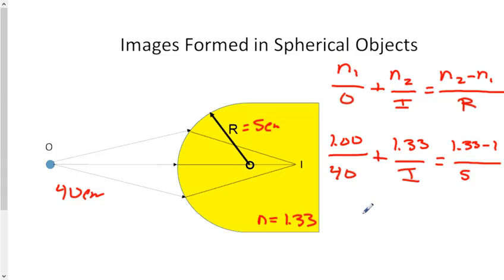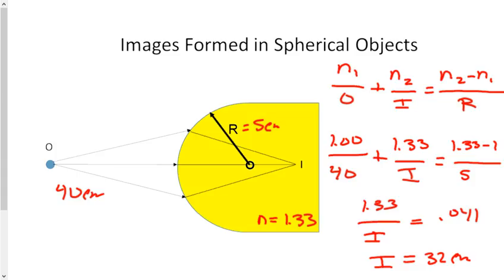Okay. So now we need to subtract this. We have 0.33 divided by 5. And we need to subtract 1/40th over there as well. So we have 1.33 divided by image distance is equal to 0.041. And then solving for I, we get a distance of 32 centimeters.